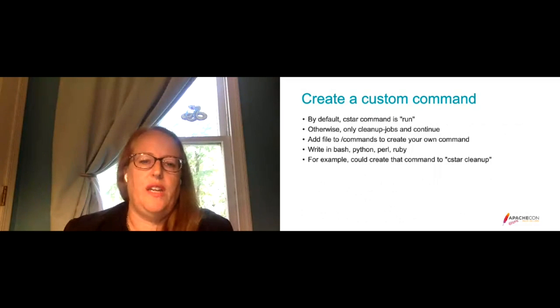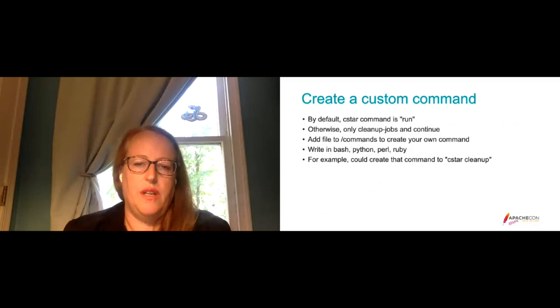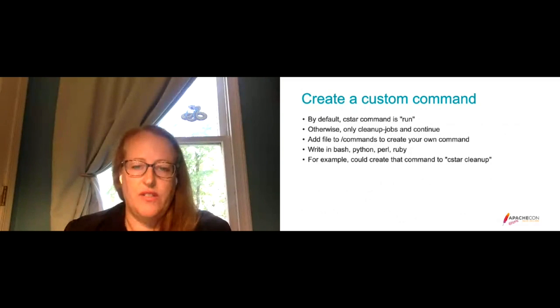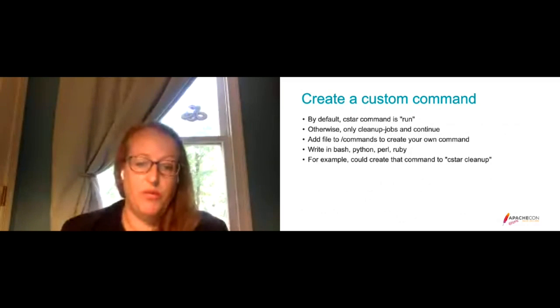In the examples we've seen, by default, the cstar command is run. Other than that, the only other two commands that you can run are cleanup jobs and continue. We'll see an example of cleanup jobs in just a second. The continue is just to continue a job that's been paused. If you wanted to create a custom command though, you would just create that script in something like Bash or Python and then add it to your commands folder under cstar. For example, looking back at that command that we wanted to run before the cstar cleanup, we could find a bash script that would have a list of tasks to accomplish what we expect when we run cstar cleanup.